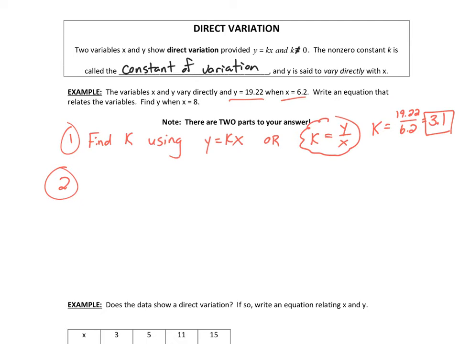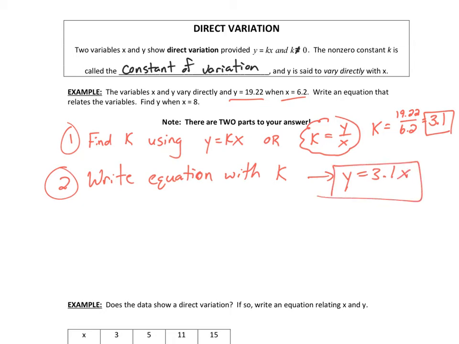Step 2 is write the equation with k. Actually, I'll let you write this out. So what this would look like is you would say, okay, well, y equals 3.1 times x. So you find k, you plug k in the equation, just like the other lesson we found the slope and the point and we plug it in.